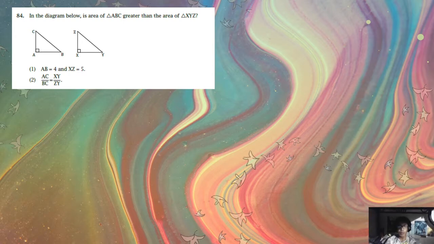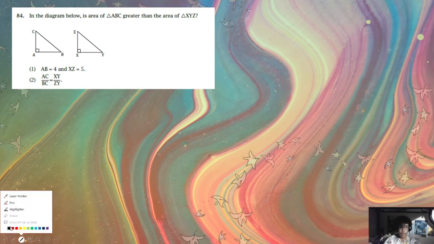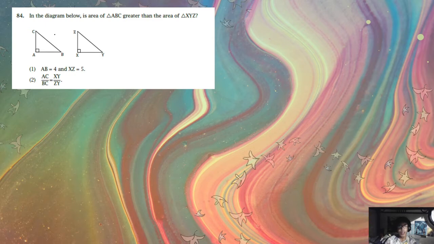Let's try this problem. In the diagram below, is the area of triangle ABC greater than the area of triangle XYZ? Based on the figure, they look just the same or are similar to each other. But if we have givens, information or evidence about these two triangles, that would vastly differ. So let's try to analyze the first given.